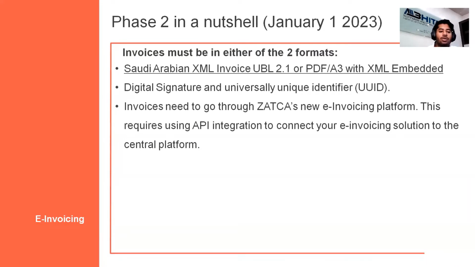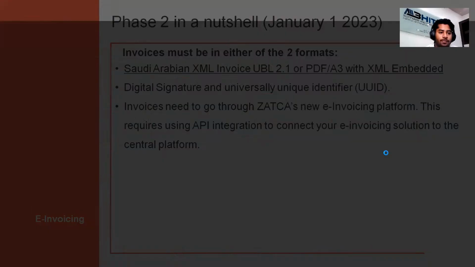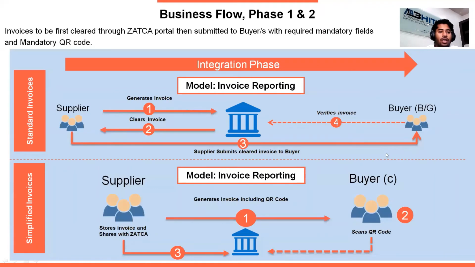This requires using API integration to connect your e-invoicing solution to the central platform. In simple terms, your ERP or other e-invoicing solution needs to have an API integration, and these invoices or e-notes need to be directly pushed through ZATCA's portal. Now, let us look at the business flow for phase two.